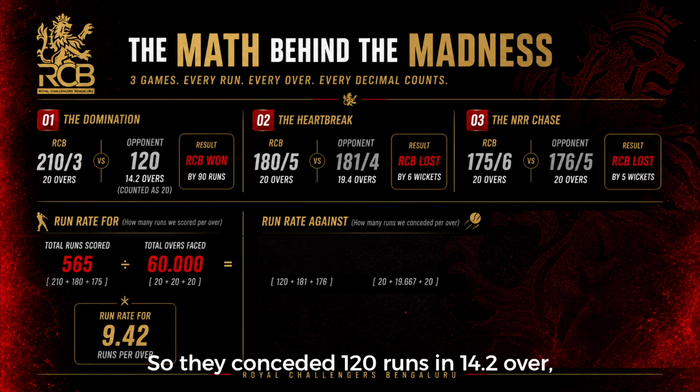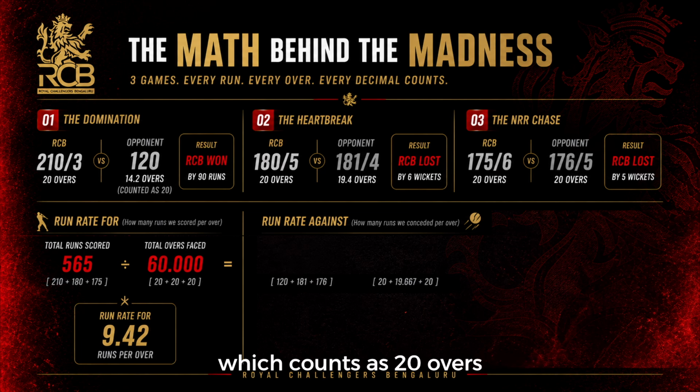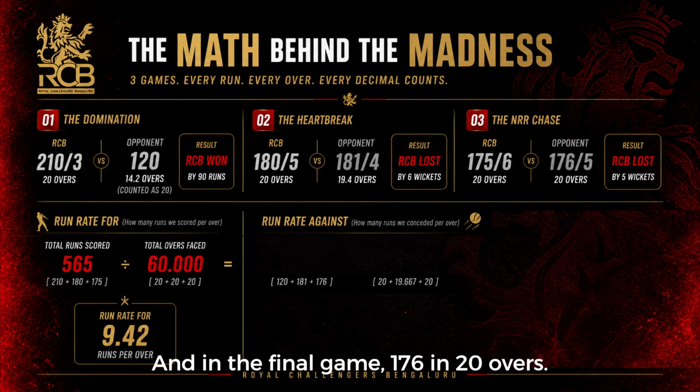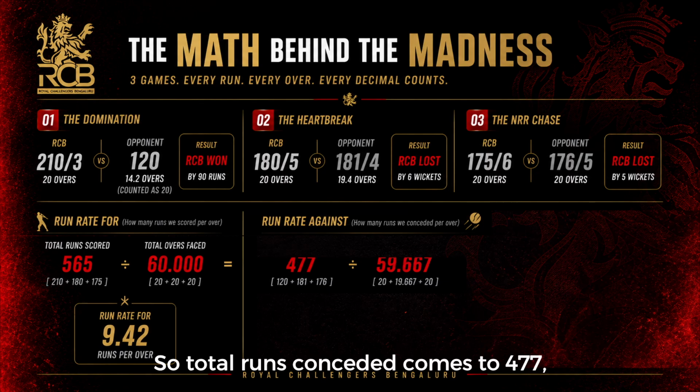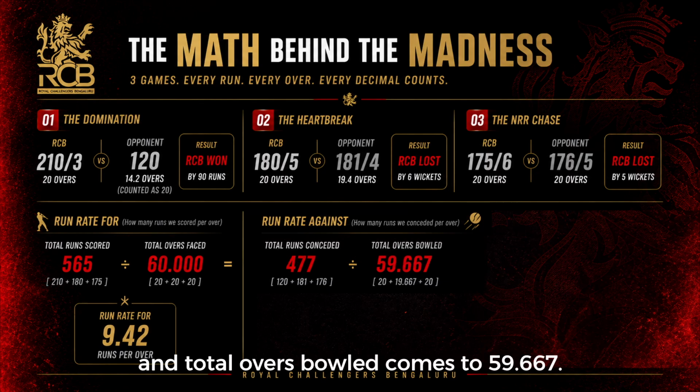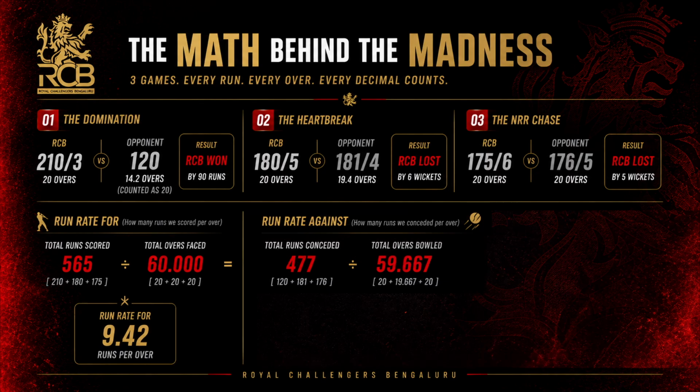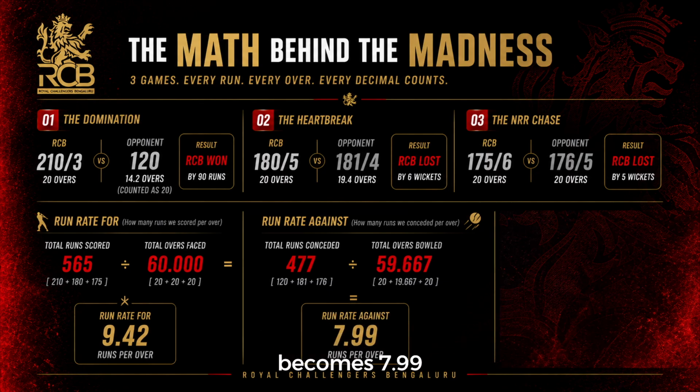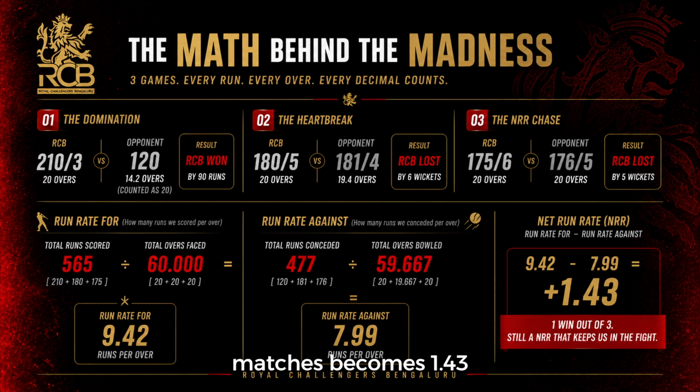So they conceded 120 runs in 14.2 overs, which counts as 20 overs because the opponent was bowled out, and 181 runs in 19.4 overs, which in decimals counts as 19.667, and in the final game 176 in 20 overs. So total runs conceded comes to 477 and total overs bowled comes to 59.667. The run rate against becomes 7.99 and the net run rate for RCB after 3 matches becomes 1.43, coming from just 1 win out of 3, by the way. So this is how the net run rate game works.